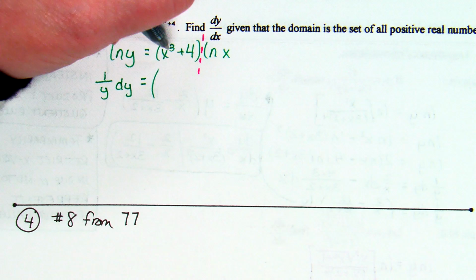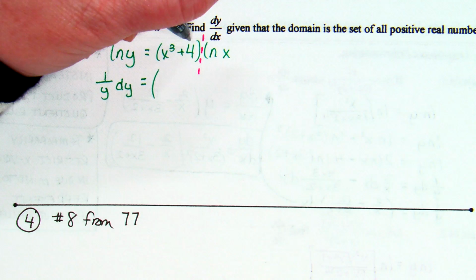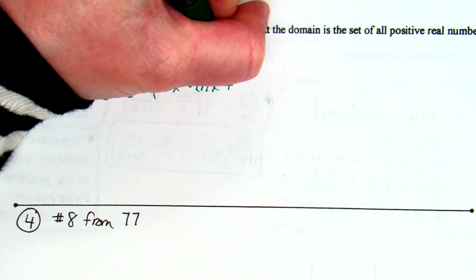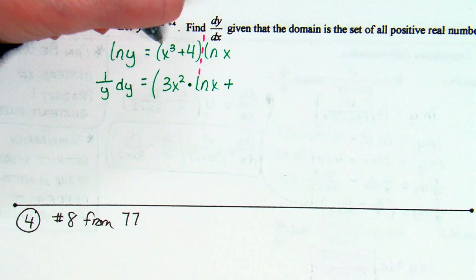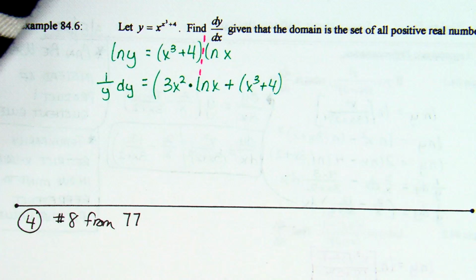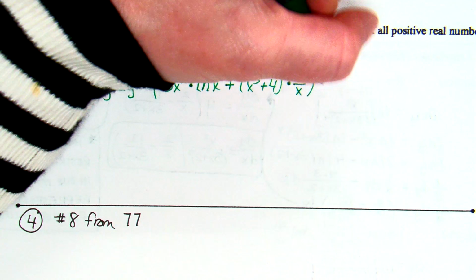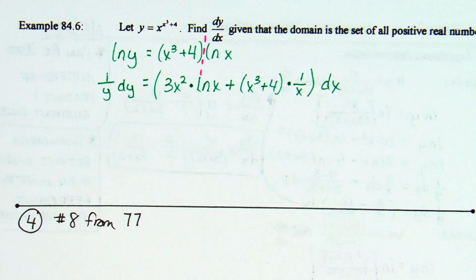If I'm doing my product rule, derivative of x cubed plus 4, 3x squared, and then we're going to keep the ln x. Plus, now I'm going to do keep x cubed plus 4, which I'm putting in parentheses, times derivative of ln x, 1 over x. And then this is all officially times dx.